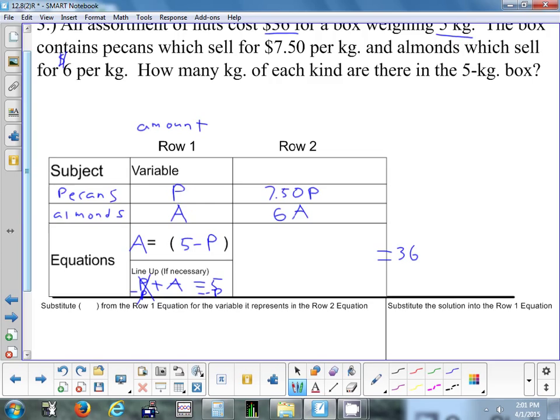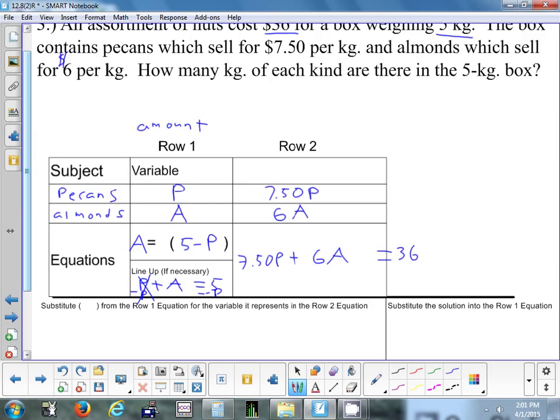In row 2, here's my first cost, $7.50 times an amount. So write that down. Plus, what's going to come after that? What's going to come after the 750p? 6a. This is our second equation.